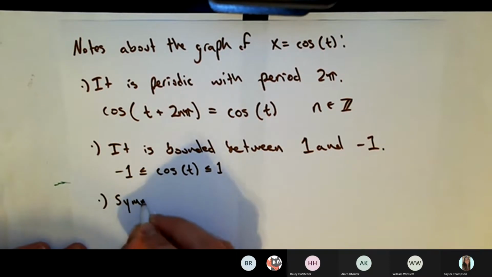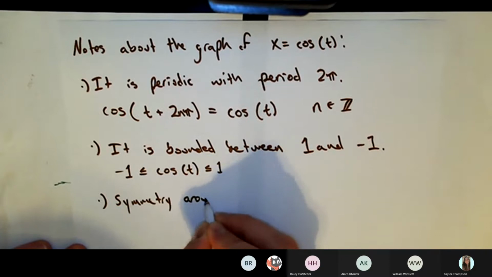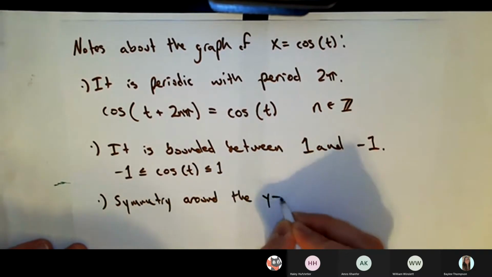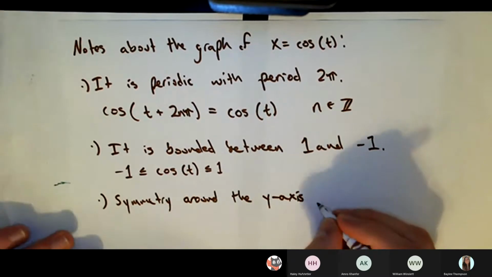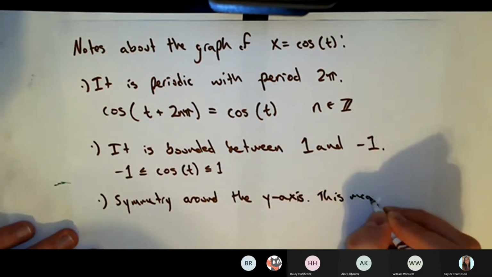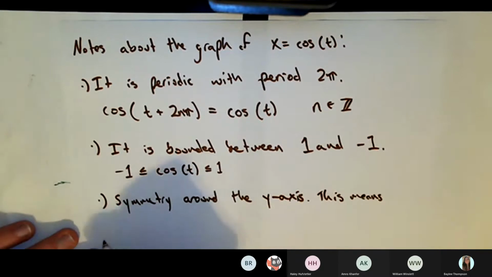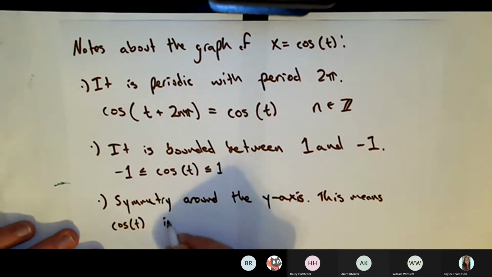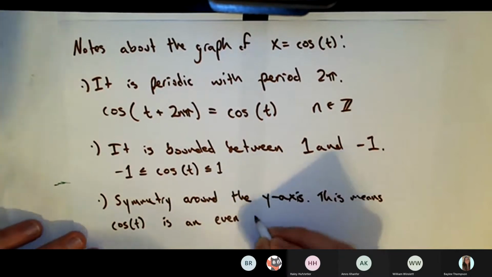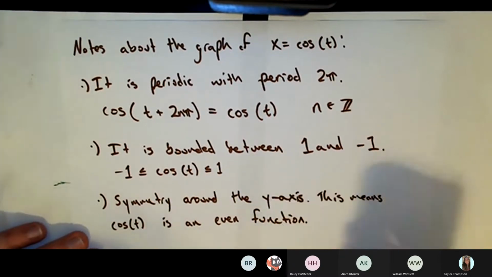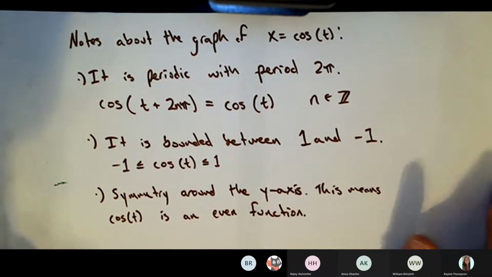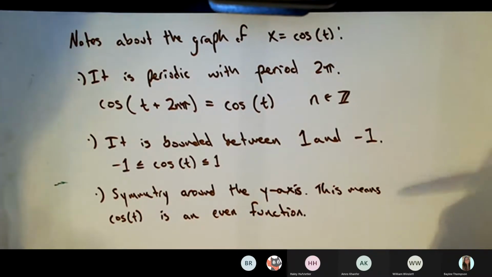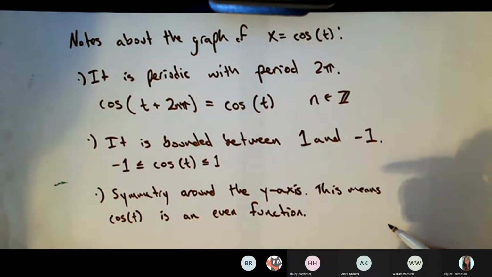We also have, you may not have noticed this, symmetry around the y-axis, like a parabola. It's symmetrical around the y-axis. This means cosine of t is an even function. Maybe you don't recall what an even function is, but remember, for polynomials, we said that if all their exponents were even, then the function is even. But really, it's that it's symmetric around the y-axis, right?